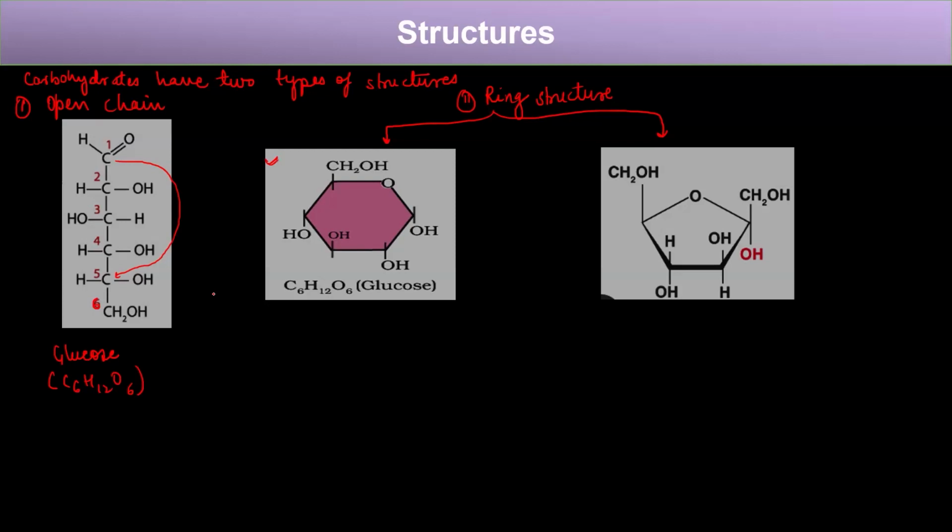Okay. Now, in the ring structure, this first type of the structure looks something like this, right? And this ring is known as pyran ring. And so this structure is known as pyranose, and it is derived from pyran ring. Now, how many carbon molecules are present in the ring? So we can see we have 1, 2, 3, 4, and 5. So the pyran ring is what? It is 5 carbon ring, right? So this is one type of ring structure.